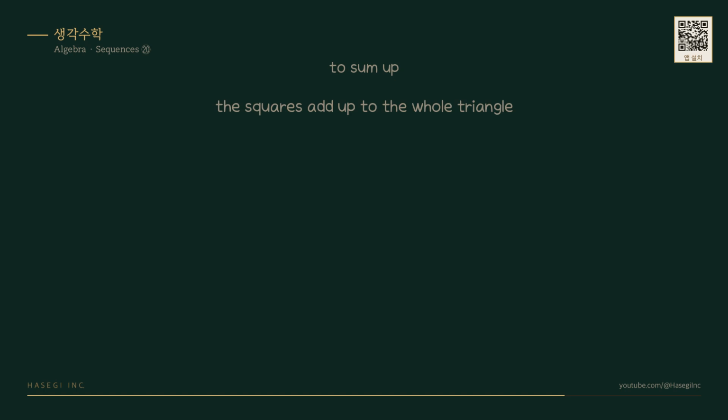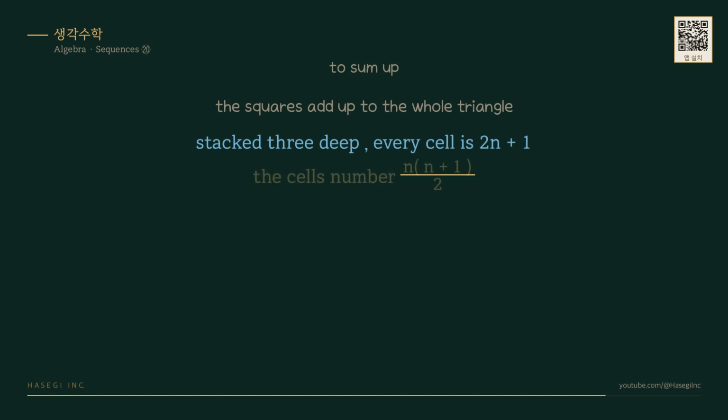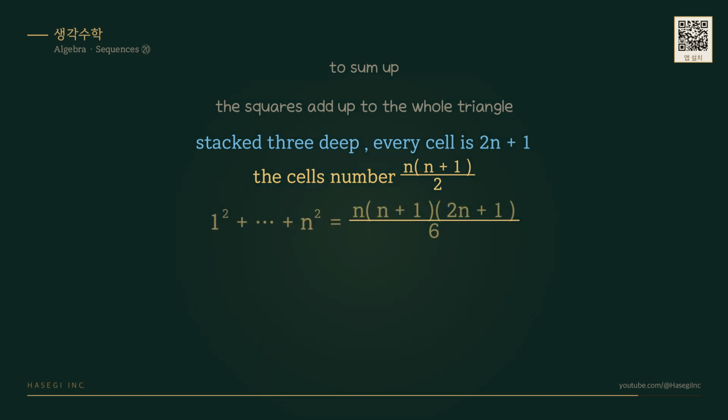To sum up, the sum of the squares is just everything written in the triangle. Stack 3 of those triangles and every cell becomes 2n plus 1. While the number of cells is the result from last time, n times n plus 1 halved. So the answer is n times n plus 1 times 2n plus 1 divided by 6.